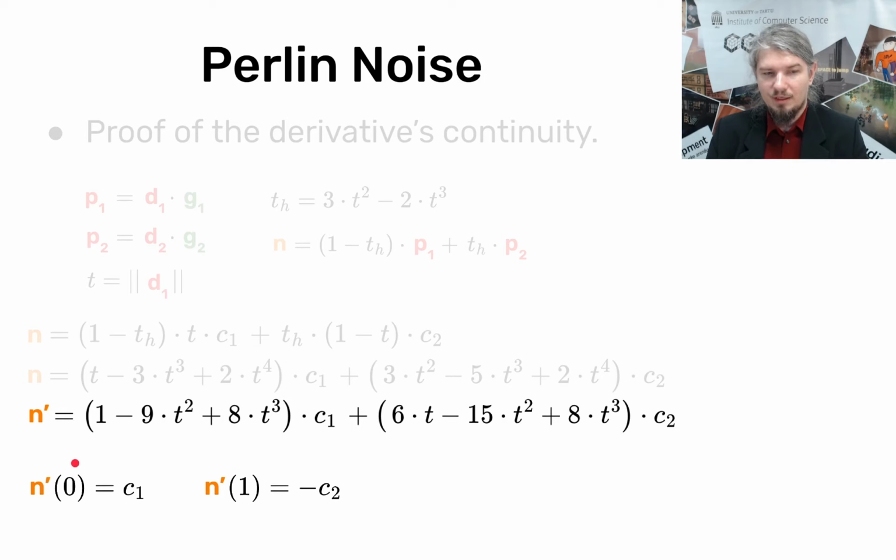If we set t as 0, these terms will be 0, here we will have 1 times c1, and if we put 0 here, well, all of these terms have t in them, so all of this becomes 0. So we're only left with C1. Now if we put 1 here, you can see that this will become -9, this will become 8, and this is 1. So all of this will become 0. And on the right here, you see that we have 6 plus 8, so this is going to be 14, and then -15. So all of this will be -1. So the derivative of our noise at t equals 1 is going to be minus C2.